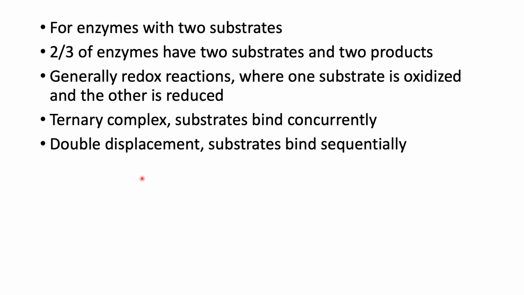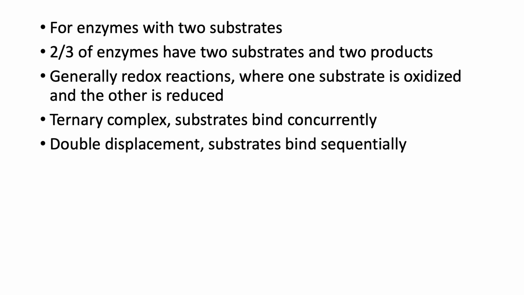If you have two substrates, which is usually what's occurring in these biological systems, two thirds of the enzymes that we study have two substrates and two products. We'll be reviewing many of those. These are generally redox reactions. We'll be talking about these redox reactions, which are not usually occurring at the reaction site in particular, but oftentimes adjacent to that. So we'll be walking through that. But you have one substrate oxidized, the other substrate is reduced. And you can get ternary complexes where substrates bind concurrently, and double displacement where the substrates bind sequentially.